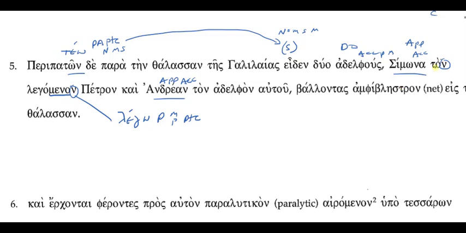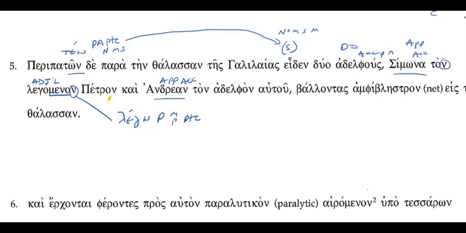Now, the participle has an article in front of it, and that tells us that this cannot be an adverbial participle. Articular participles are adjectival, and if they are adjectival, they're either attributive or substantival. Here, I'm going to take this as a substantival participle, where this participle is functioning as a noun. And you may say, yeah, but the word Peter here agrees with the participle in case, gender, and number, and the participle is smashed in between the article and the noun.